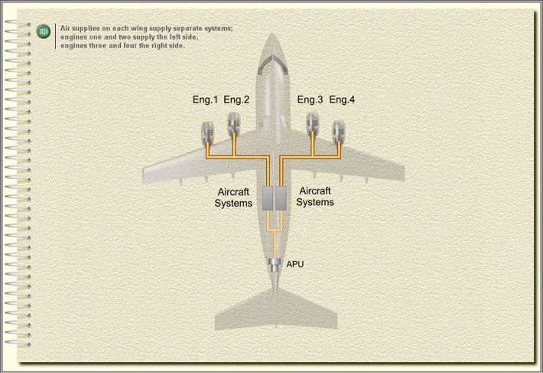Engine air supply. This section describes the basic operation and components of the air supply system. Air supplies on each wing supply separate systems. Engines 1 and 2 supply the left side. Engines 3 and 4 the right side. A single engine on one side can support its own systems.